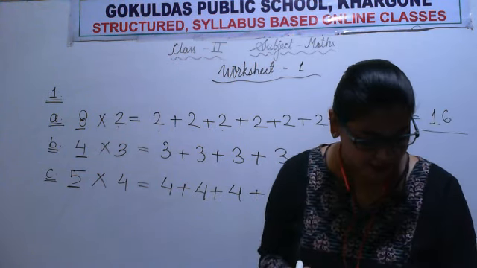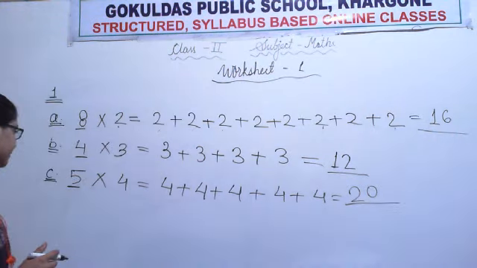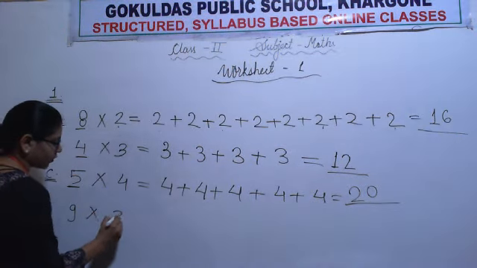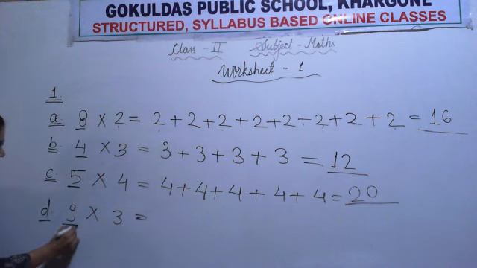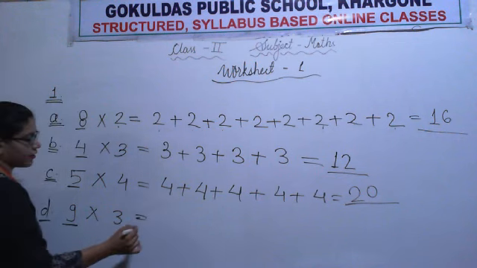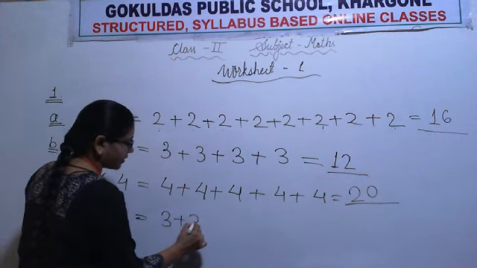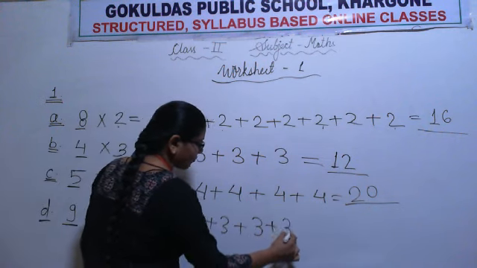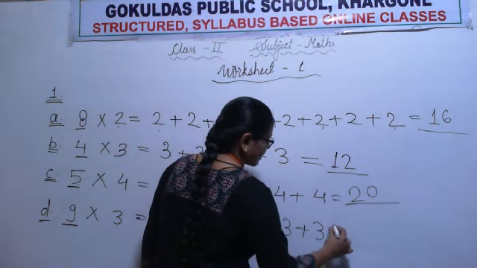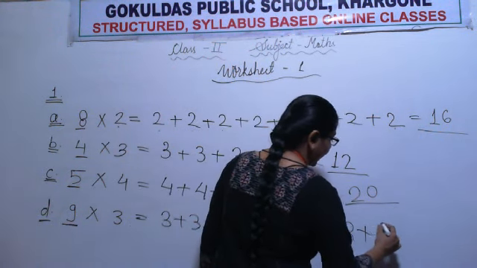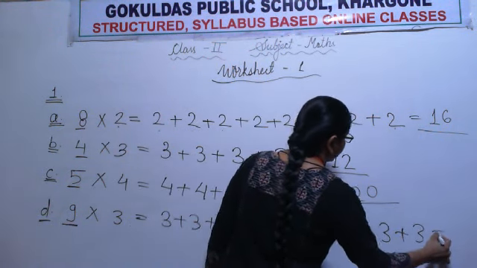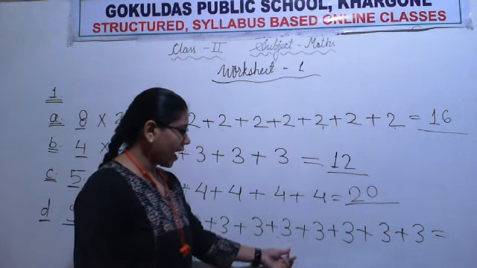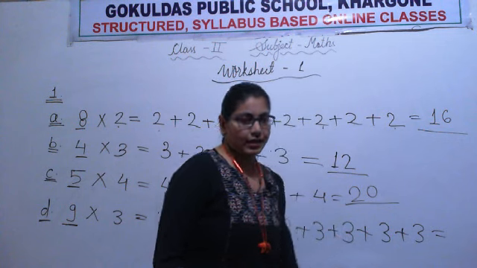The next is 9 into 3. Again this is times. So 9 times 3. So first time, second time, third time, fourth time, fifth time, sixth time, seventh time, eighth time and for the ninth time. Let's count one more time: 1, 2, 3, 4, 5, 6, 7, 8 and 9.